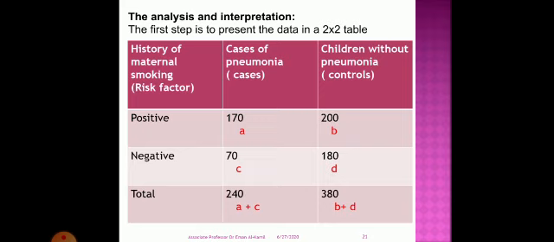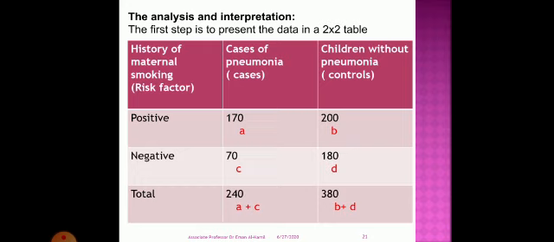Then we ask how many of the 240 cases, how many of their mothers were smokers. So there are 170 children whose mother or parent is a smoker, while regarding the controls, children with no respiratory disease, there are 200 children whose parents are smokers, which is B. And this is C, the cases with a negative history of smoking, and 180 controls have a negative history, their parents are not smokers.